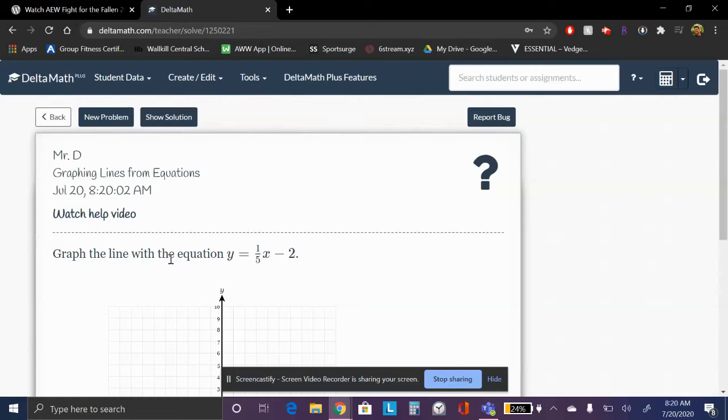In today's video, we're going to be graphing lines from equations. So in these problems, they're going to give us an equation in slope-intercept form. And what we have to do is use the numbers in that to graph our line. Now, remember in our slope-intercept form, we have the equation y equals mx plus b.